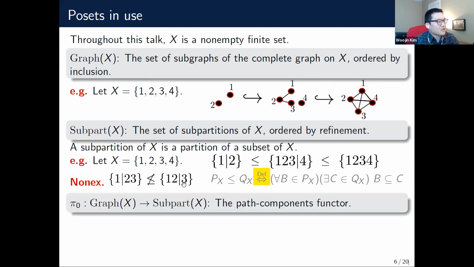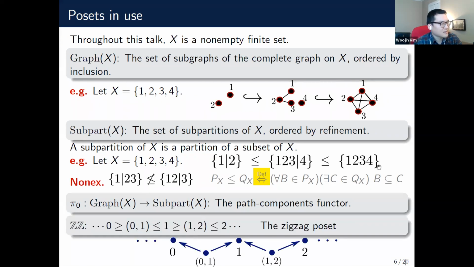So we have a natural map from graph of X to subpart of X, which is the path component functor. Namely, we just partition the vertex set of a graph according to their connected components. So by applying pi0 to these 3 graphs, we actually obtain these 3 subpartitions, right? 2 blocks correspond to 2 components here, and we have 1 component here that corresponds to 1 block in the last partition.